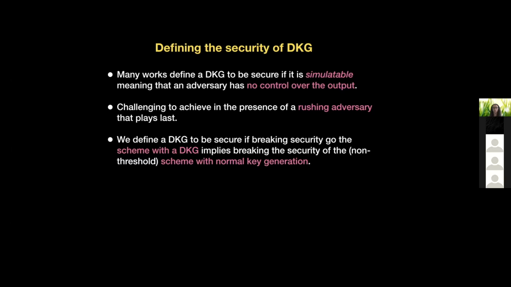But if you want it, for example, for a signature scheme, then all you really care about is that an adversary can't sign with respect to the public key which the DKG outputs. You don't necessarily care if they can make the public key equal to 0 or 1 on the first bit. So to try and capture this notion, we basically define a DKG to be a scheme where breaking the security of the threshold scheme implemented with a DKG directly implies breaking the security of the non-threshold scheme with a normal key generation process.